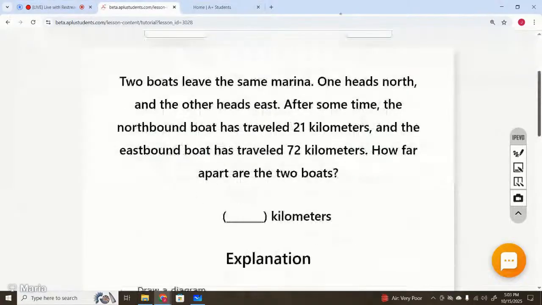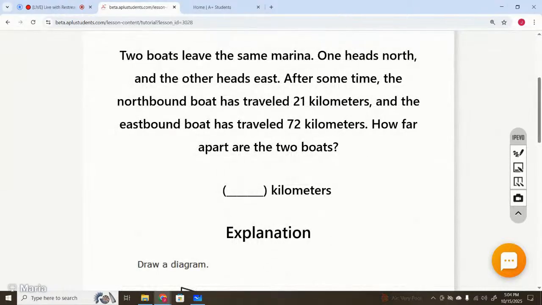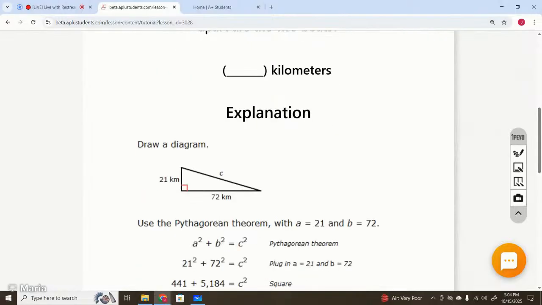Two boats leave the same marina. One heads north and the other heads east. After some time, the northbound boat has traveled 21 kilometers and the eastbound boat has traveled 72 kilometers. How far apart are these two boats? One of them traveled 72 kilometers, the other one traveled 21 kilometers. So, how far apart they are, we need to evaluate using the Pythagorean theorem.